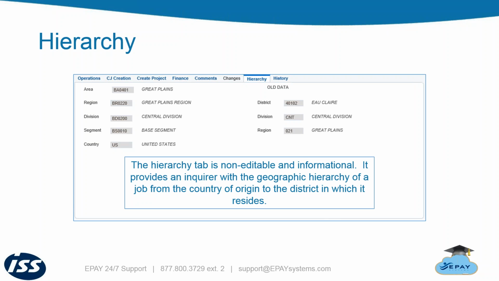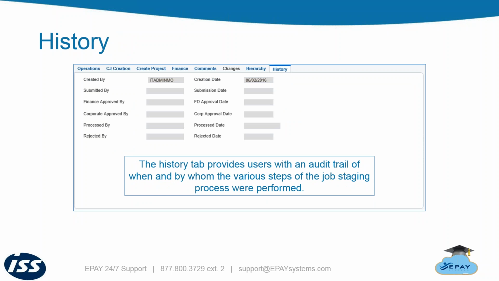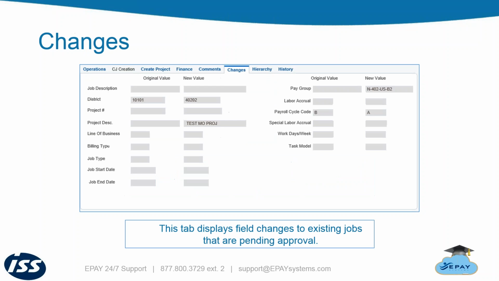And next you have the History tab. This basically provides users with an audit trail of when and by whom the various steps of the job staging process was performed. Also, when you guys go in later and make changes to the jobs and it goes through the staging process all over again, it basically keeps track of what was originally a part of the job setup and what has changed. And that you can see here under the changes.